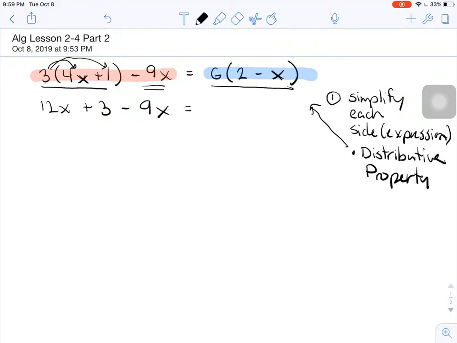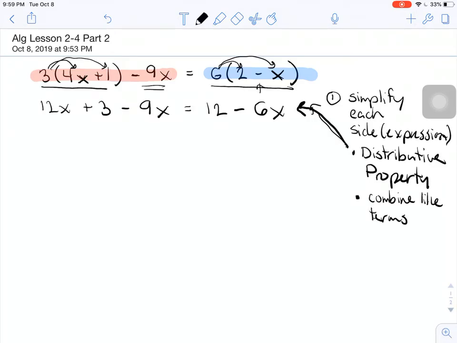On the other side, if I do distributive property again, 6 times 2 is 12. And then this is minus 6 times x, 6x. So that is our first step, distributive property. The second step for simplifying, so use distributive property where you can. And the second thing is to combine like terms.